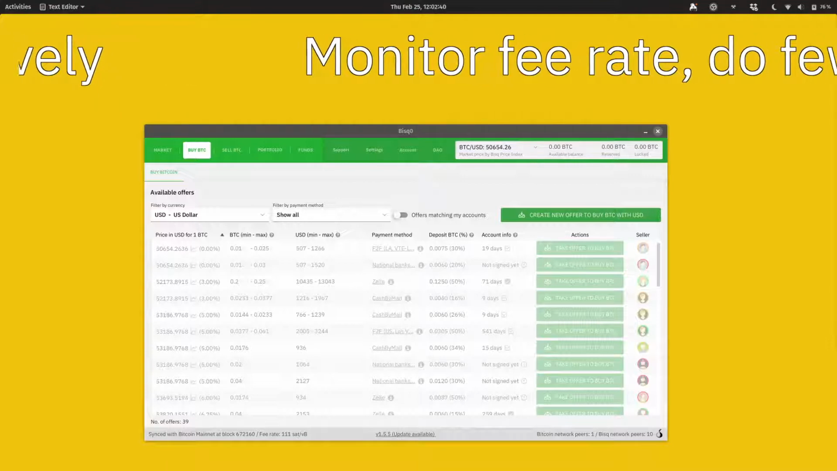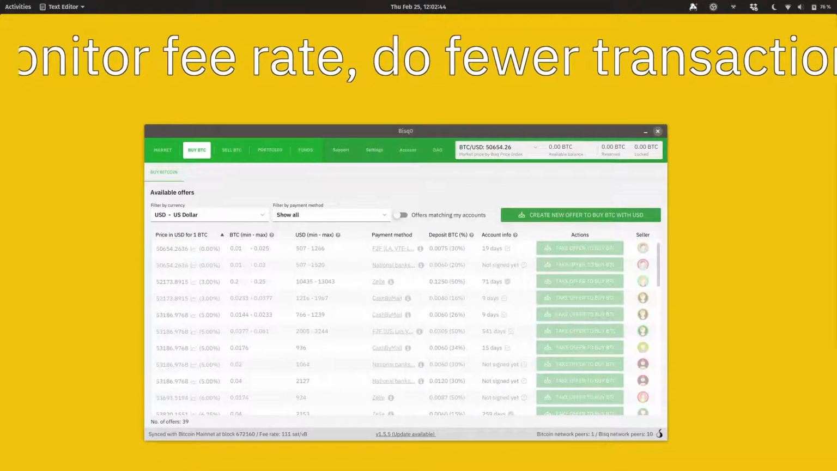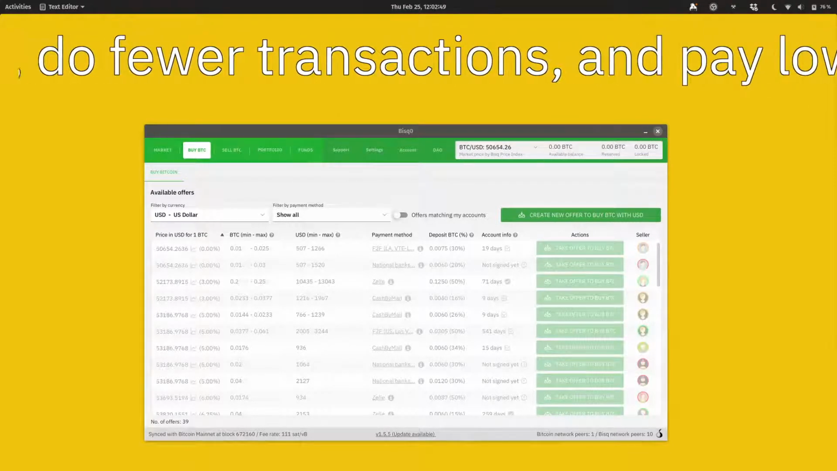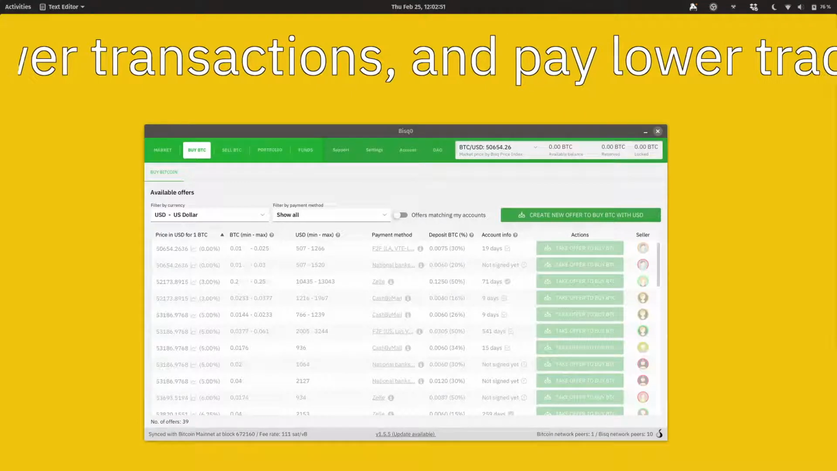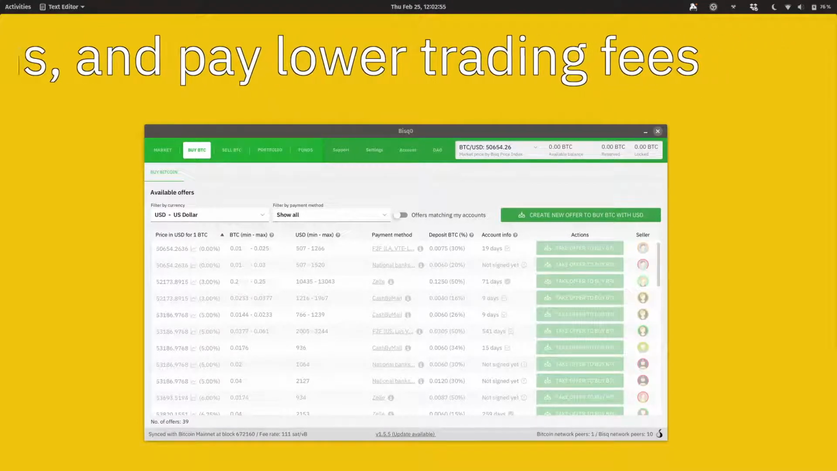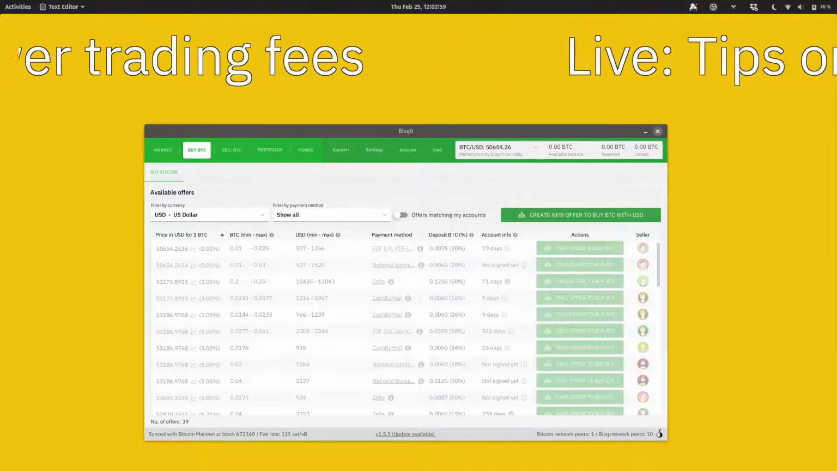So the goal with these calls is to be more practical, show you actual things you can do to use Bisq, use it more effectively. And they're going to be, of course, more interactive. So as this call progresses, if you have any questions or comments, please put them in the live chat and I'll try to get to them.